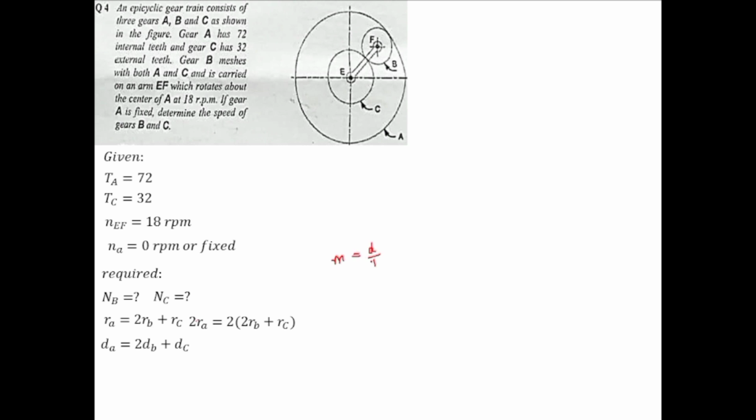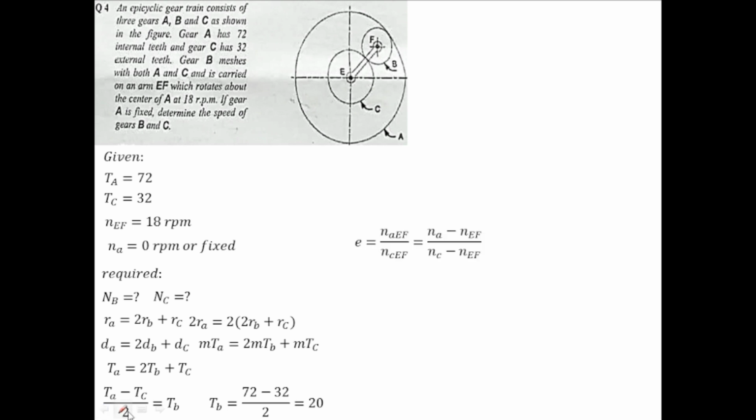I will represent number of teeth with t and multiply t over here, so d will be equal to mt. So instead of this dA you will have to put mtA, instead of this dB you will put mtB, and instead of this dC you will put mtC. Take this m common from both and cancel it out with this m, so you will get tA is equal to 2tB plus tC. So rearrange this equation for tB, you will get tB equal to (tA minus tC) divided by 2. Since you know that tA is 72 and tC is 32, putting these values, it will give you tB equal to 20.